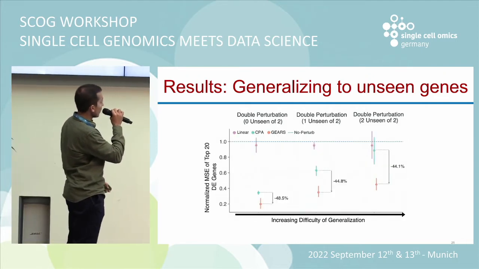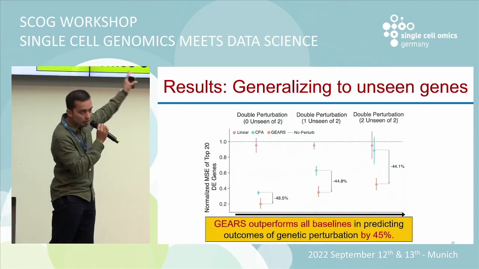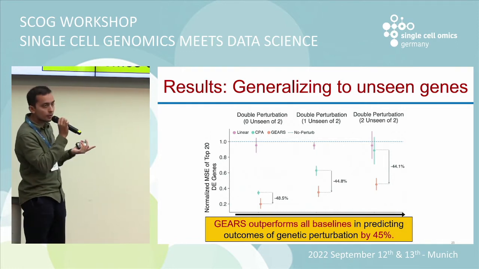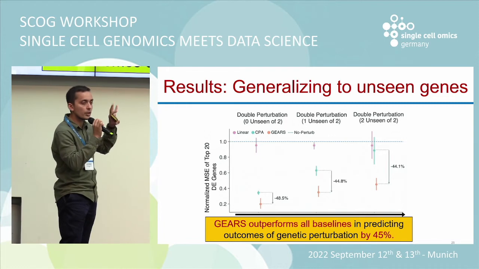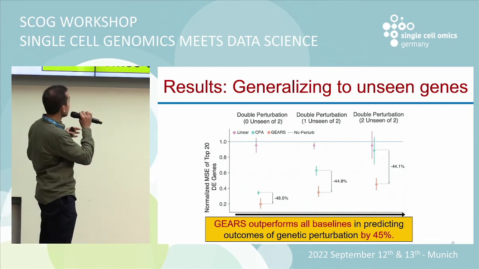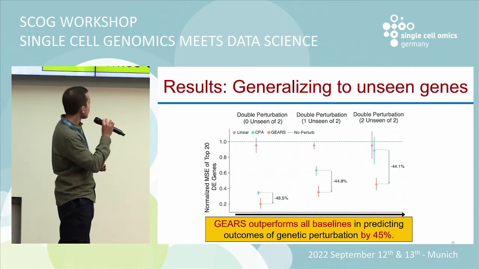We find that our model shows an improvement of over 45% over all baselines across these generalization categories. We look at two different baselines. One of them is a linear co-expression graph, where we just parameterize the co-expression graph to try and predict the outcome of a perturbation. Another is a deep learning-based network, but it doesn't use prior knowledge.